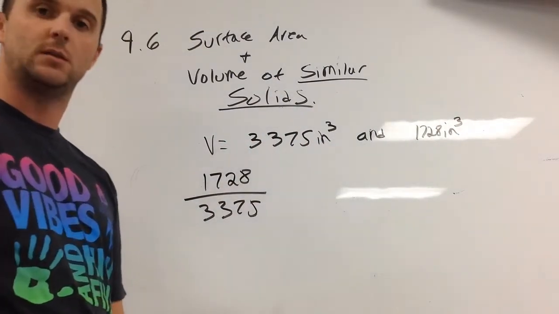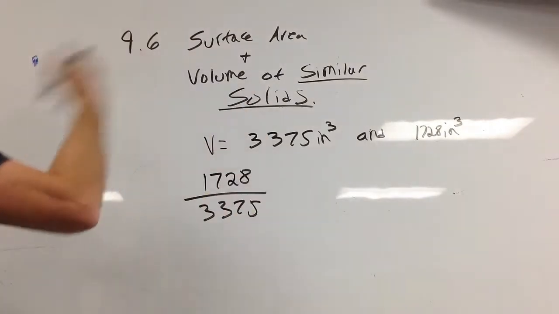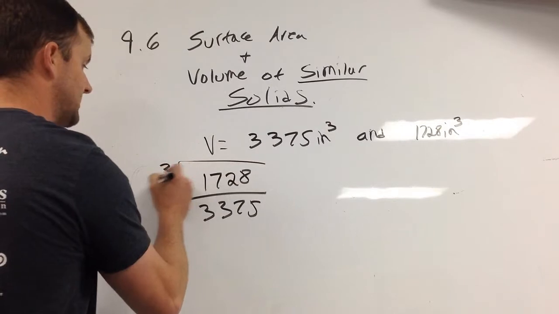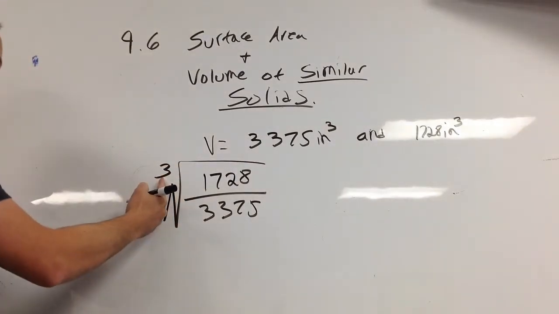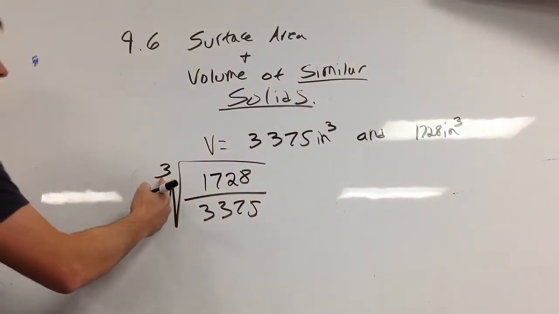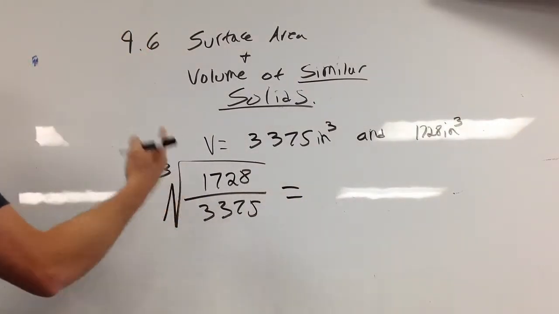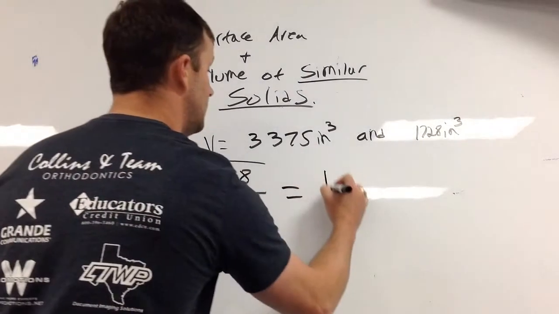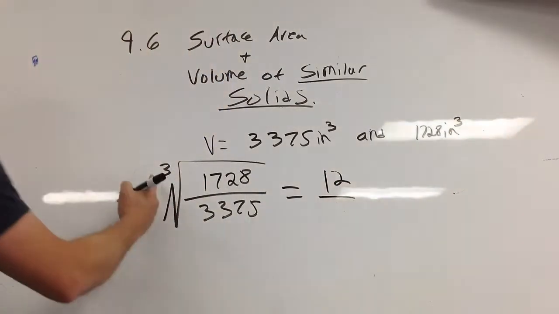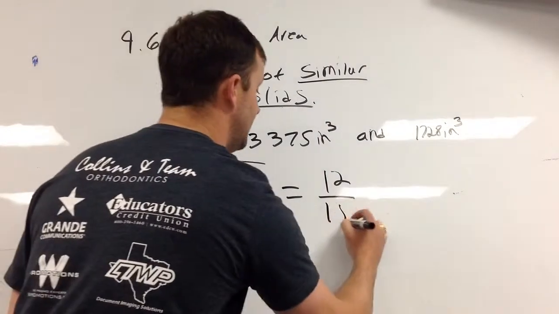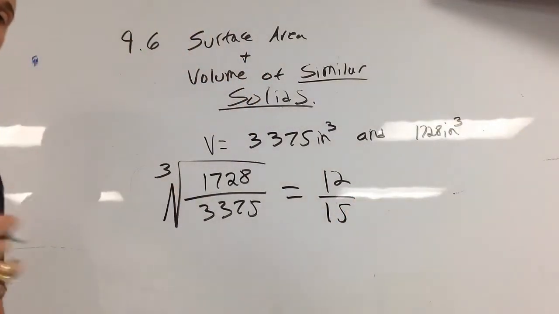And so now I know if I'm going to volume, I'm going to take the similarity ratio and cube it. So in order for me to go backwards, I need to take the cube root, which means I'm going to stick a number 3 up in the top right hand corner when I plug this in the calculator. The cube root of 1,728 is going to be 12. The cube root of 3,375 is going to be 15. So you'd end up getting 12 over 15.